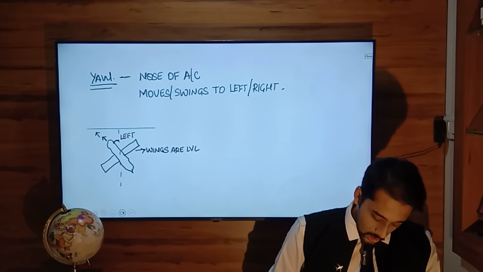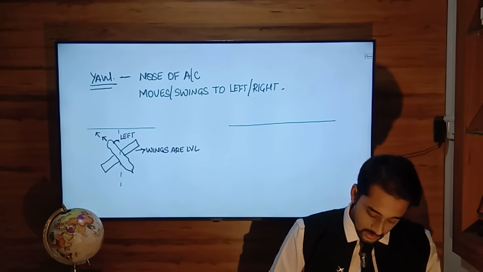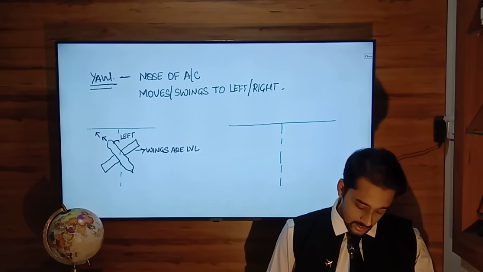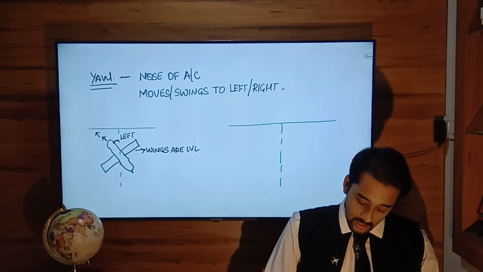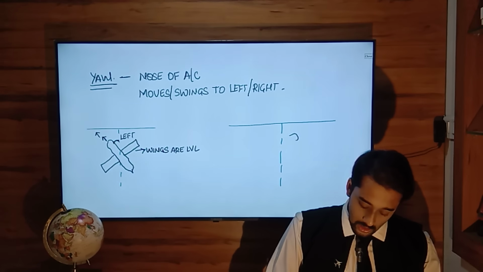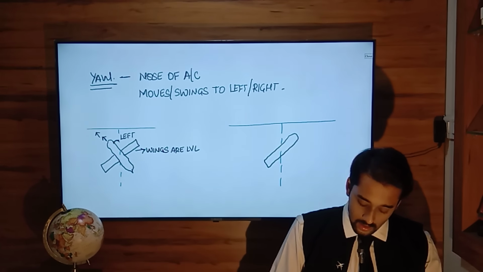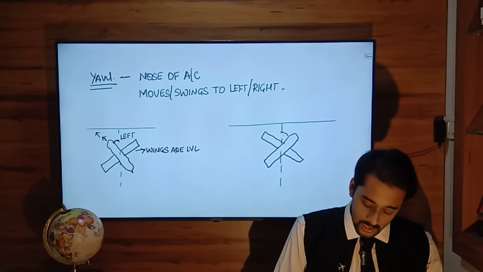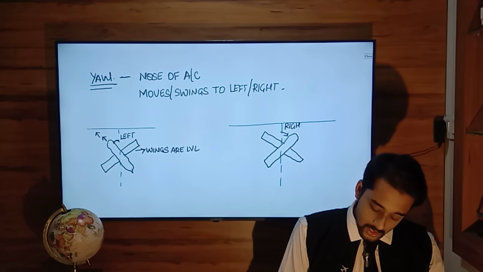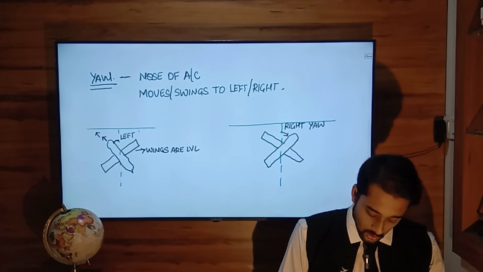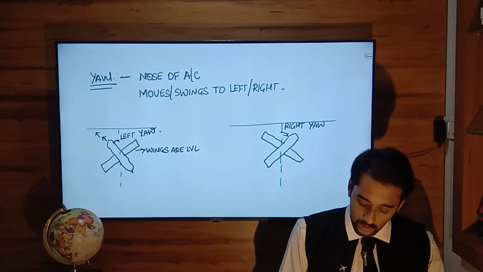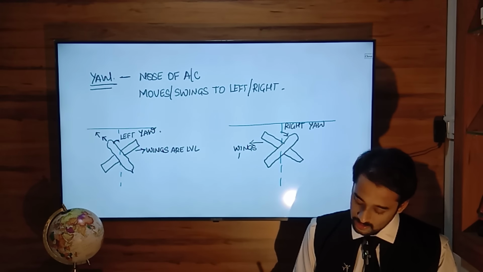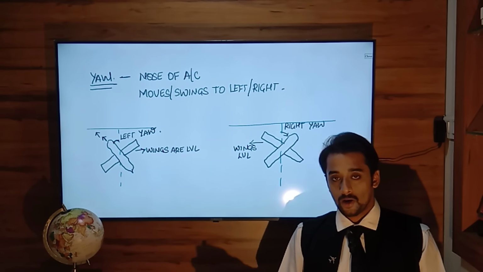If you want to make a right yaw, again, if this is your horizon, this is your reference line, so if you kick the right rudder, with the help of the right rudder, you can turn your aircraft the other way around to the right-hand side. Okay, so the nose has turned right. So right yaw, left yaw. Okay, wings are again level. So this is the yaw maneuver of the aircraft.